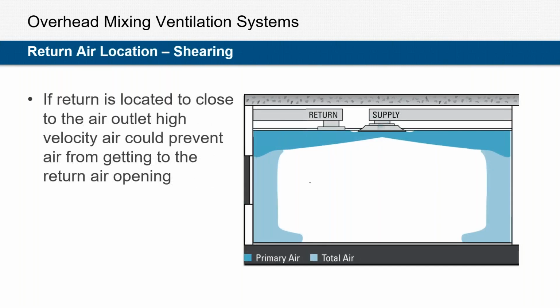Another scenario that could happen is if we locate that return too close to the diffusers, we can actually have high velocity air coming across the surface of that diffuser, almost acting like an air curtain and preventing the return air from getting into that inlet and out of the space. This is referred to as shearing.